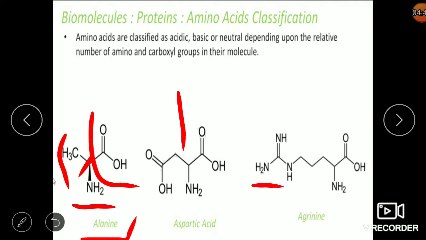In this case you are getting 1, 2, 3, 4 amine groups and one carboxylic group. The basic group is more, so this one is a basic amino acid. So depending on the number of amine groups and carboxylic groups, you can easily classify the amino acid as neutral, basic or acidic.